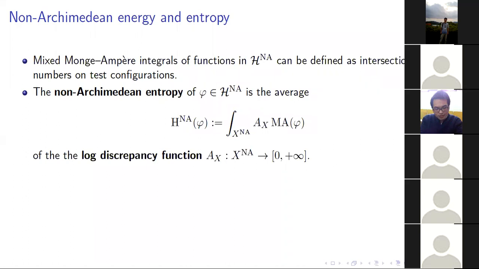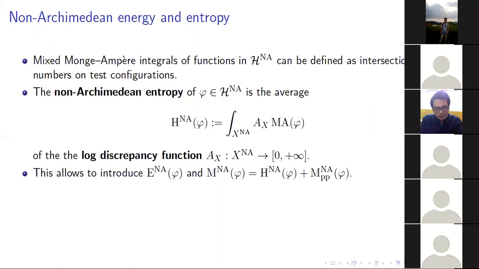And there is also a notion of entropy in this situation. Now it looks quite different from the previous one because it has to do with the log discrepancy function. There are several justifications for this, because it looks very strange the first time you see it. So the entropy functional H^NA of phi, the non-Archimedean one, is given by integrating the log discrepancy function A_X, from birational geometry, from the minimal model program, with respect to the Monge-Ampère measure MA of phi. Once you have mixed Monge-Ampère integrals, you have the Monge-Ampère measure. The Monge-Ampère measure of phi, for a Fubini-Study potential phi, is in fact just a finite sum of Dirac masses in this situation. So you are taking just a finite average of A_X.